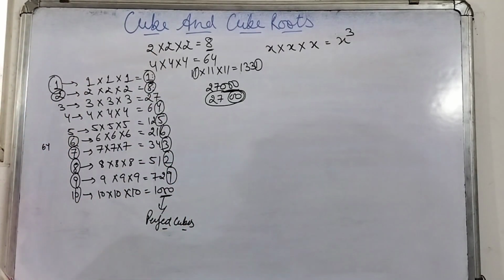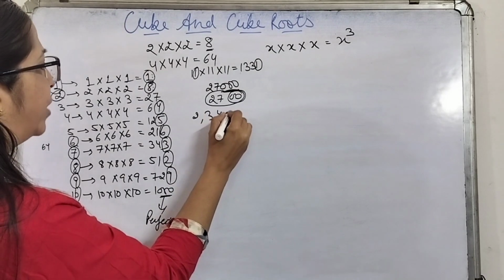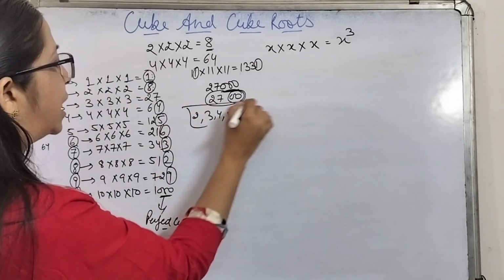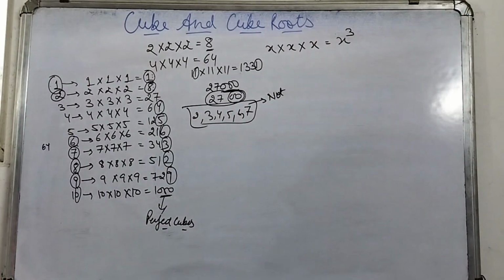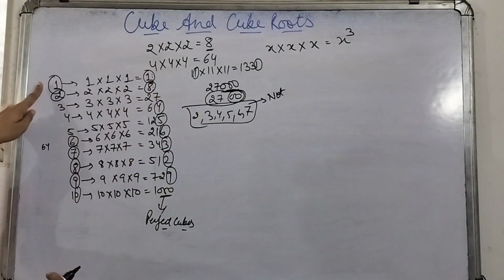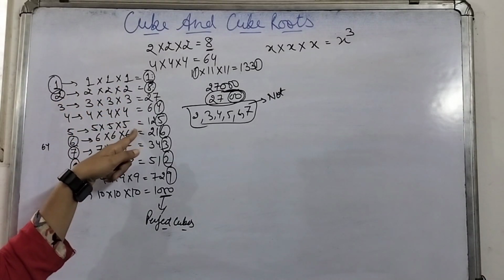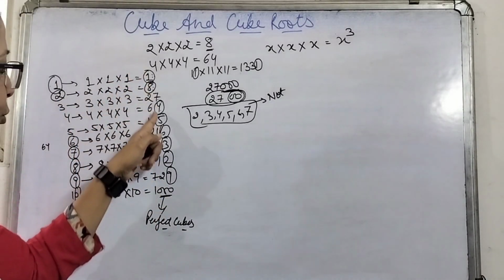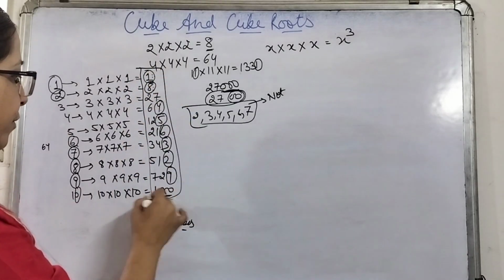And the numbers which come in between, like 2, 3, 4, 5, 6, 7, all these are not perfect cubes. The numbers which we get by multiplying a given number 3 times are known as perfect cubes. So all these are perfect cubes, right?